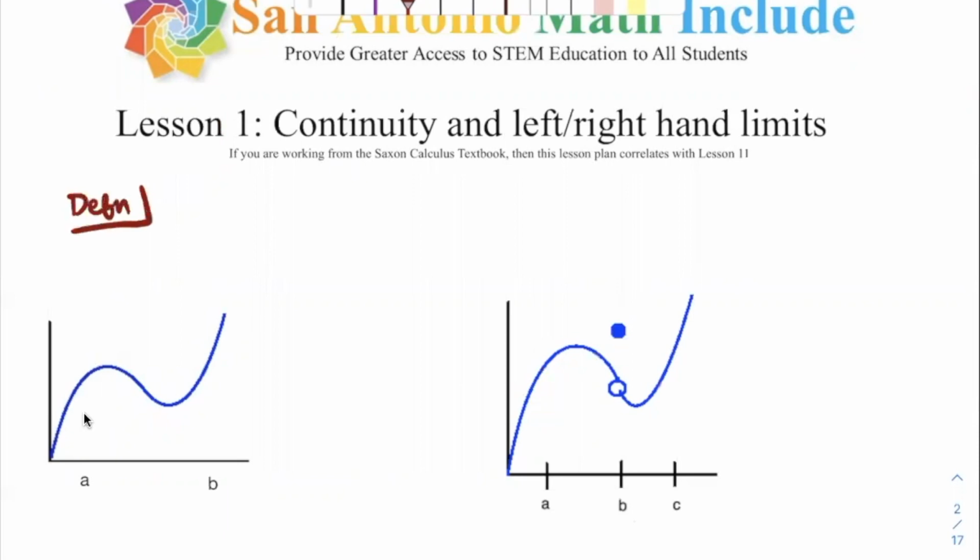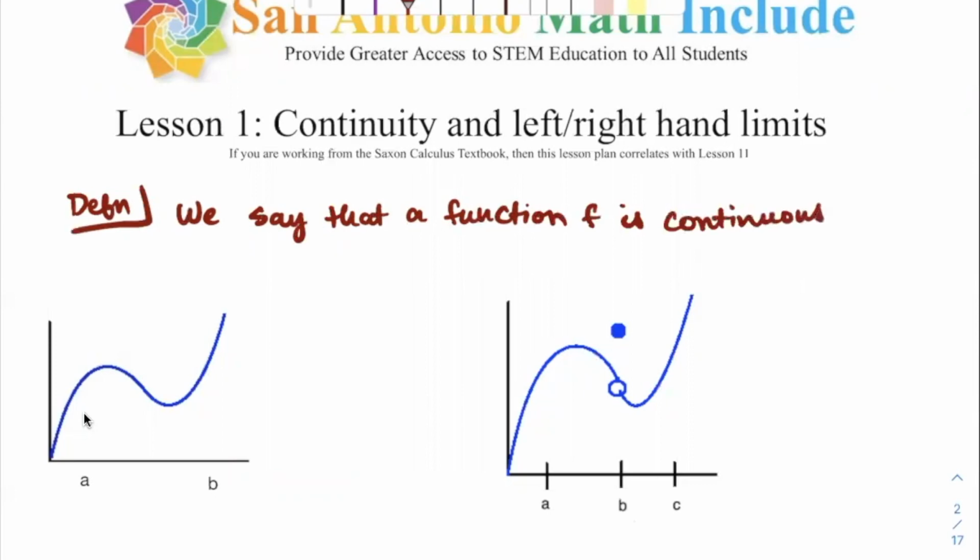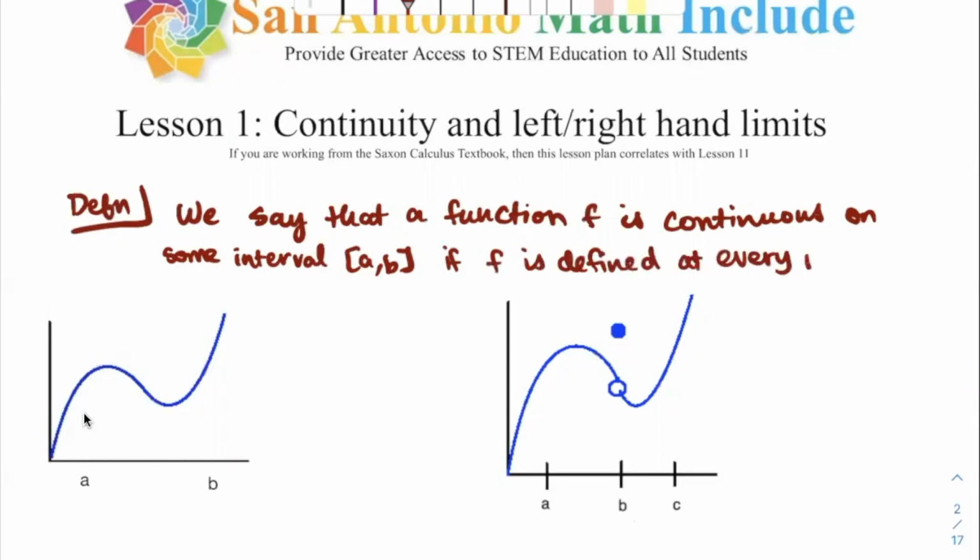So we say that a function f is continuous on some interval ab, and this doesn't necessarily have to be a closed interval, but I'm just writing it this way, provided that it's defined at every point in this interval, and provided that it has no breaks.